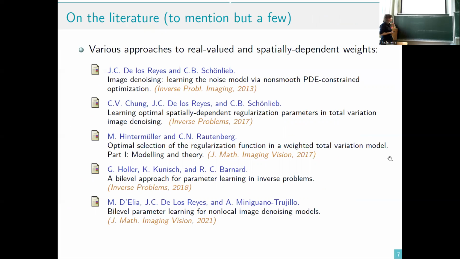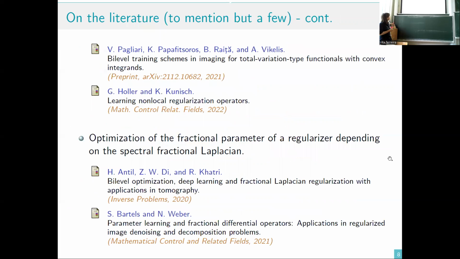There are some contributions from the Cambridge group, from the Berlin group and Kras group, for instance, and these were dealing with real valued and spatially dependent weights. There are two more in this flavor, and let me also mention one of the publications that I hope to have time to present, which deals with the spectral fractional Laplacian, where these works were trying to find the optimal fractional parameter.